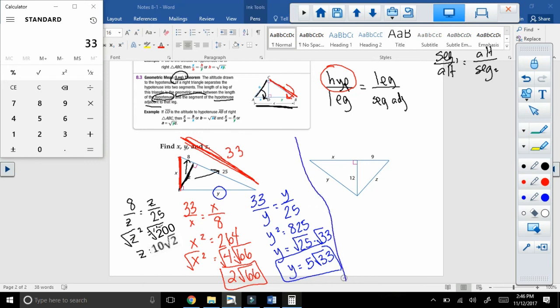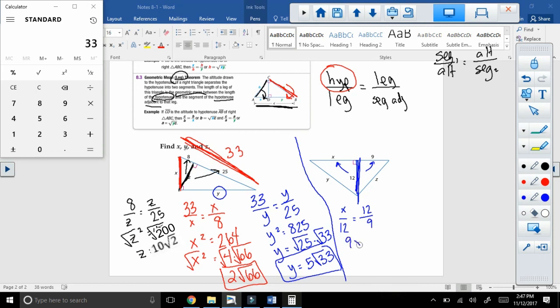For this next one, I again always start with the altitude, but in this case you have what the altitude is. So you don't need to put an x there, you would put 12 there for each part. And it's the geometric mean of both of the segments of the hypotenuse. So in this case that ends up being x and 9.